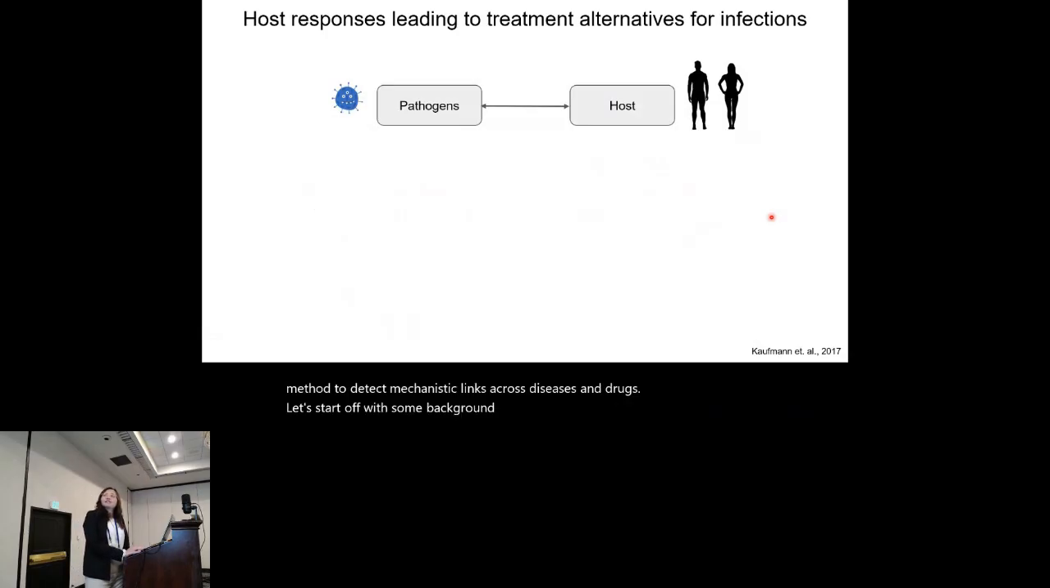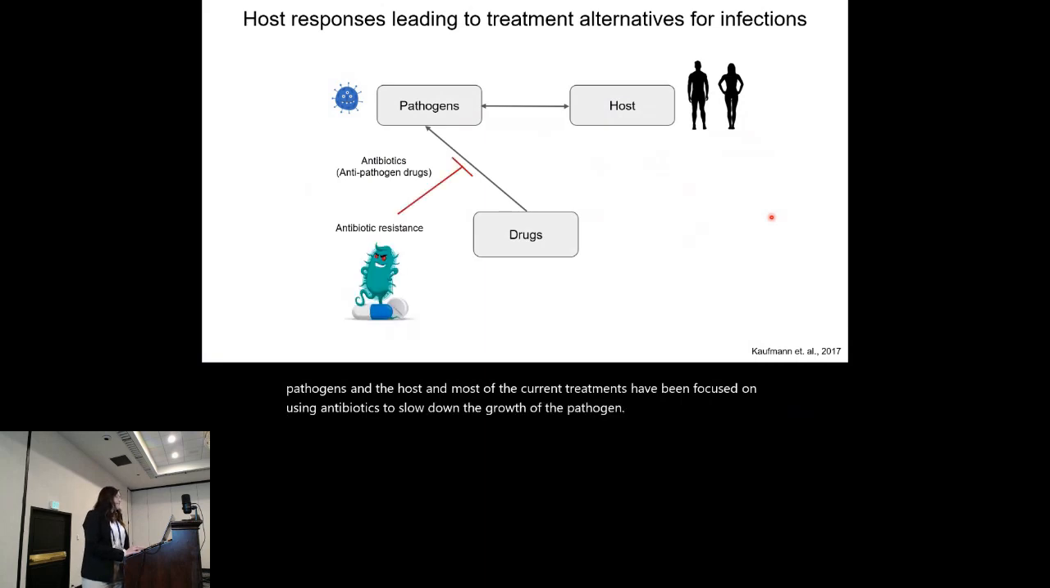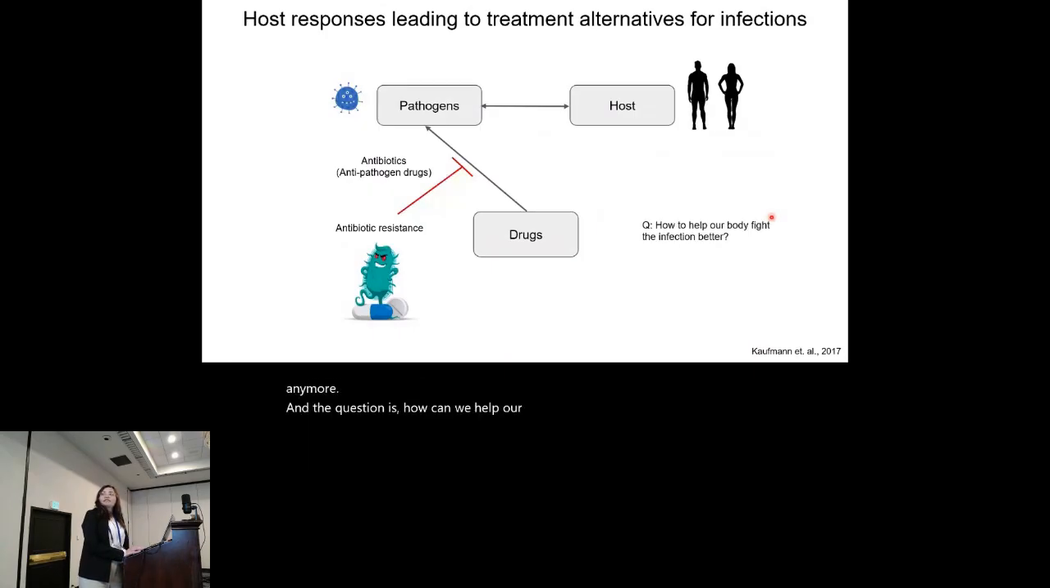To get an infection, we need two components, pathogens and the host. And most of the current treatments have been focused on using antibiotics to slow down the growth of the pathogen. Due to antibiotic resistance, unfortunately, those antibiotics are not working so well anymore. And the question is, how can we help our body fight the infection better instead?